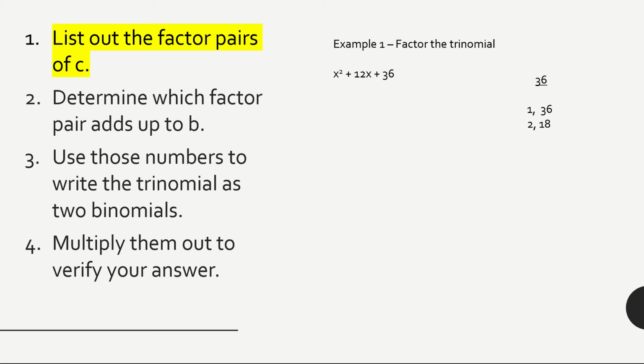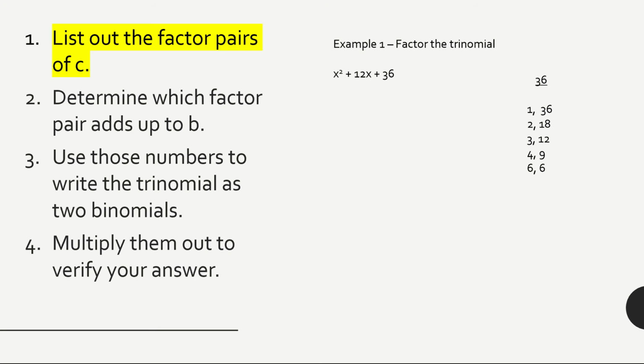And then we can move on to 2 and 18. 2 times 18 is 36. Then we have 3 times 12, which is also 36. 4 is also a divisor of 36. 4 times 9. 5 is not. 5 does not go into 36, but 6 does. 6 and 6. Okay, so those are the factor pairs of c.